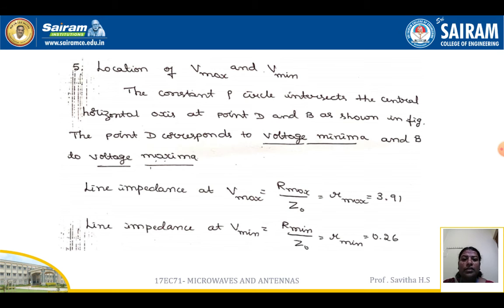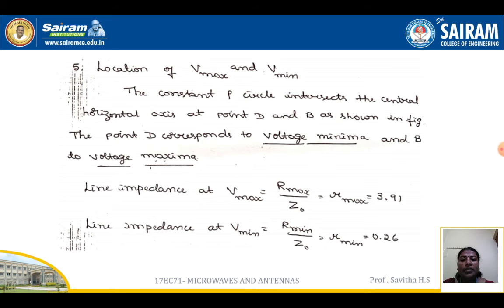The constant SWR circle intersects the central horizontal axis at points D and B, as shown in the figure. The point D corresponds to voltage minima, as you have already seen in the diagram, and B is voltage maxima. We get these values because with O as center, a circle is drawn which will cut the horizontal line at two points, point B and point D. Those points are called voltage minima and voltage maxima.